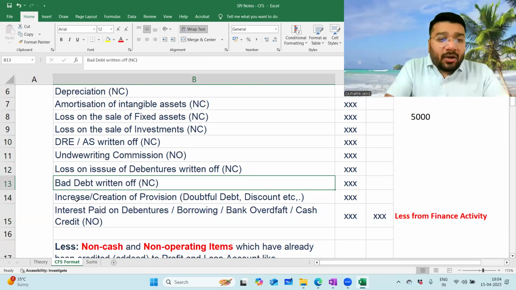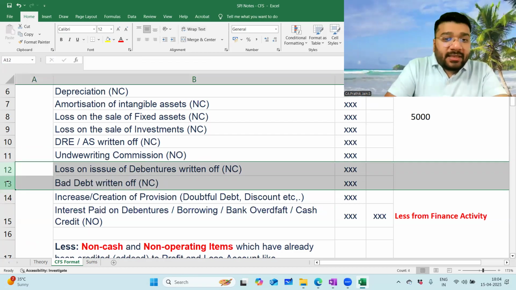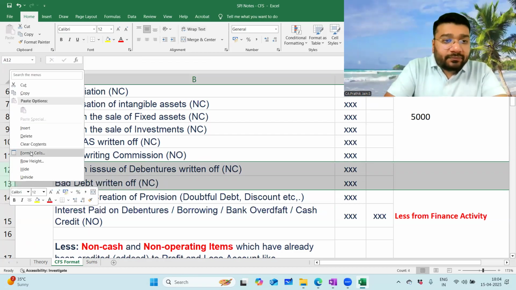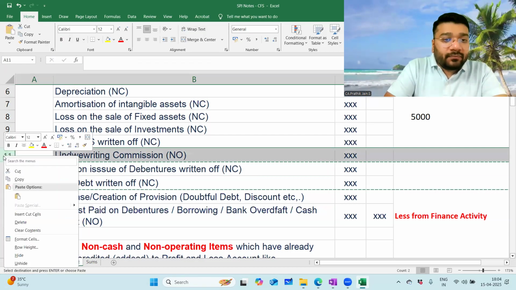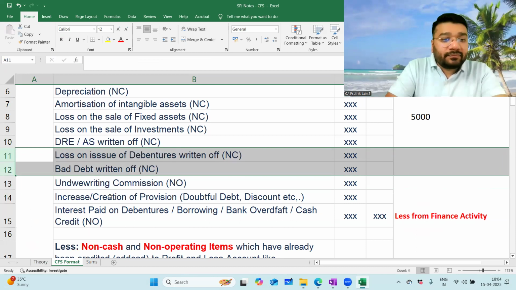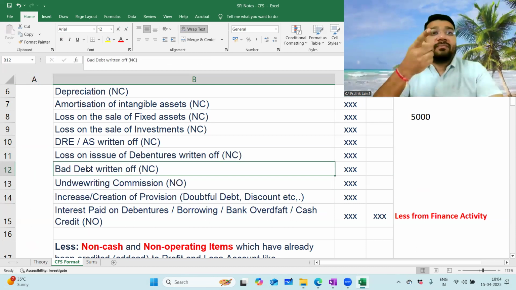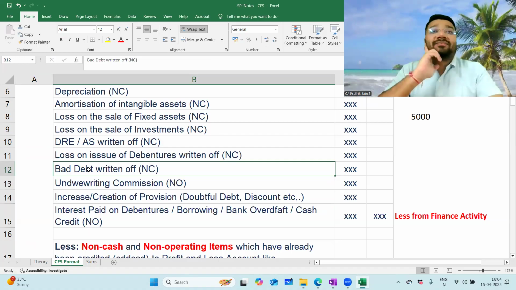Next, bad debt written off. Next is bad debt written off. What is bad debt written off?